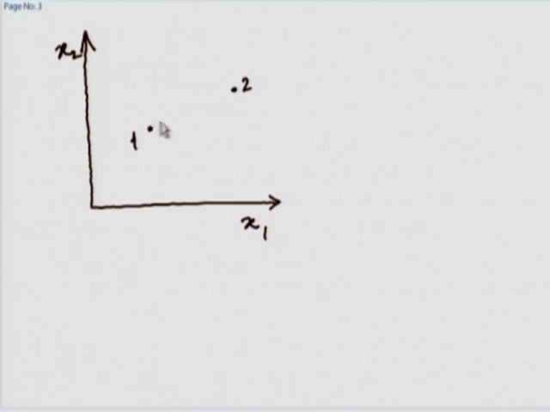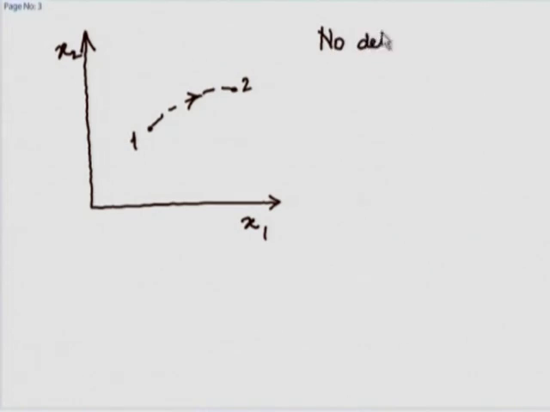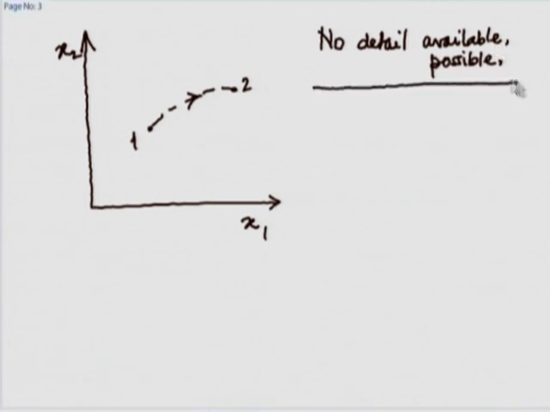In that case, we can only link this up by a dotted line, saying I only know that 1 is an initial state, 2 is the final state. Do not ask me anything in between. And many of our real life processes are of this kind. That is, no detail available, or no detail can possibly be obtained. This is the general situation.